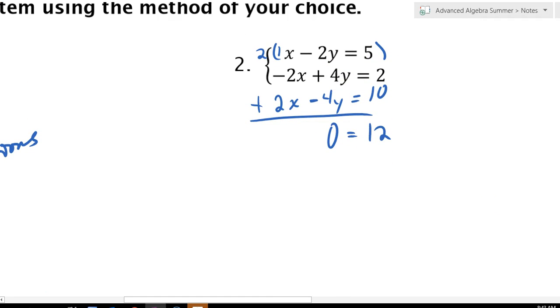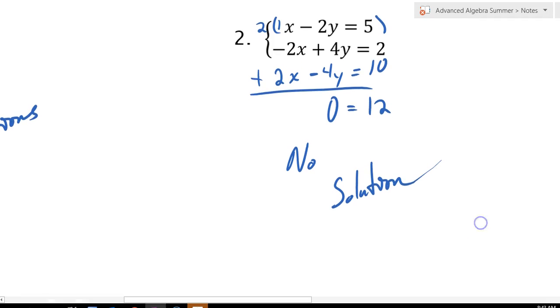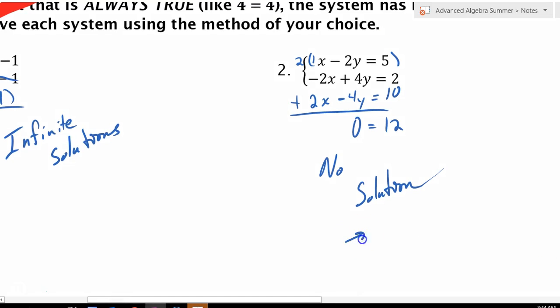So this is an example of a false statement. Since 0 is not equal to 12, this is an example where we have no solution. So these lines actually never intersect one another. So these would be parallel lines. So no solution also implies we have parallel lines.